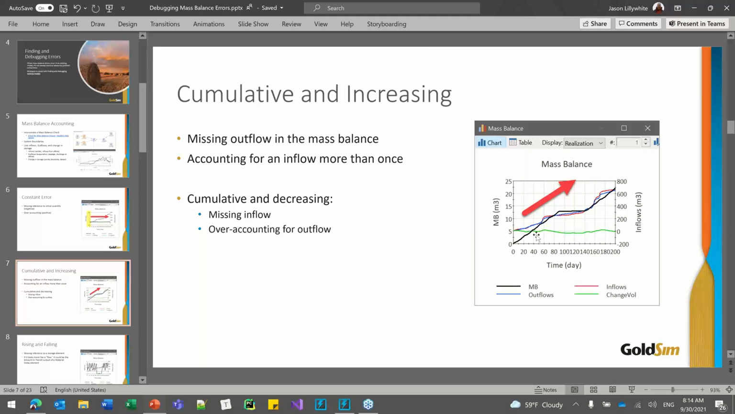If your line is cumulative and steadily rising with no drops, just steadily rising, like you see in this image, what that means is that you're missing an outflow, or it could mean that you are accounting for an inflow more than once. Likewise, if it's decreasing in a similar fashion, but just going down, then it's the opposite. You're missing an inflow somewhere, or you're over accounting for some outflow.